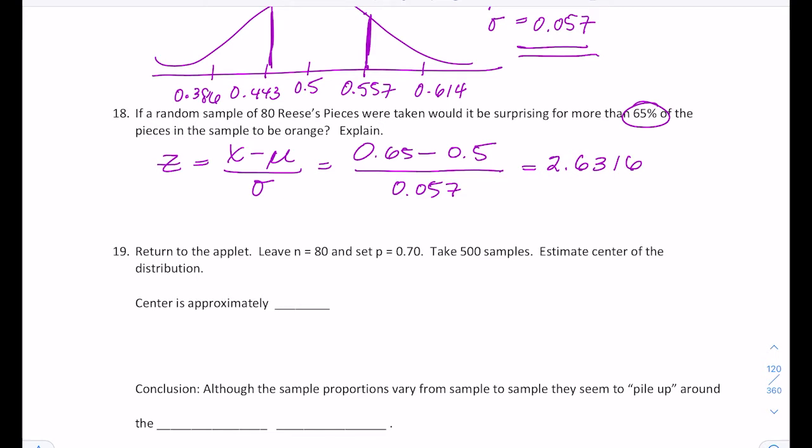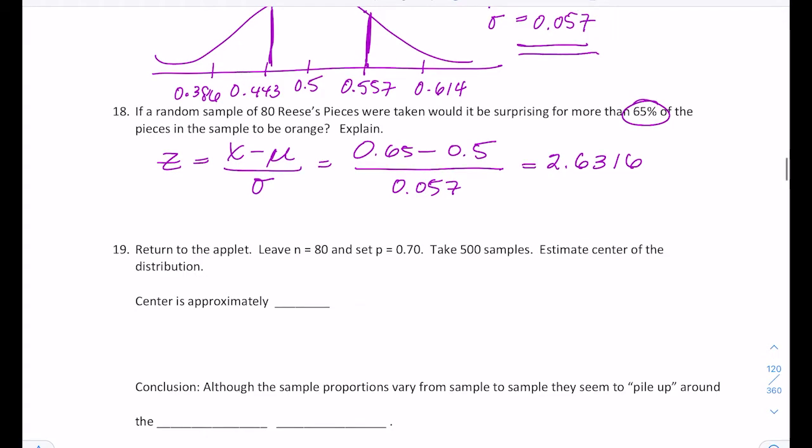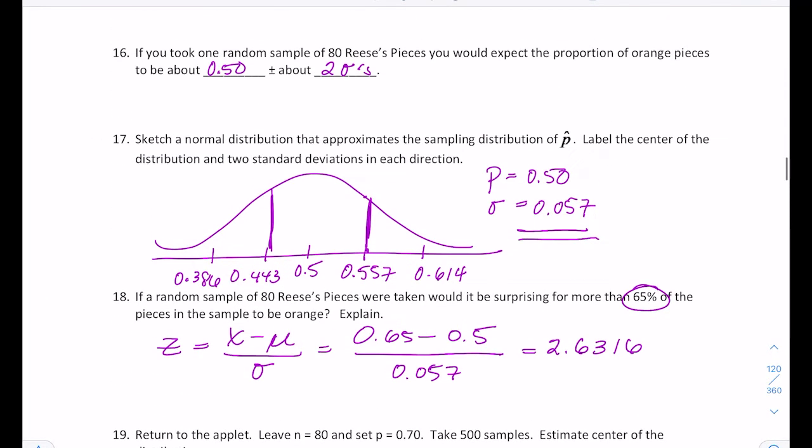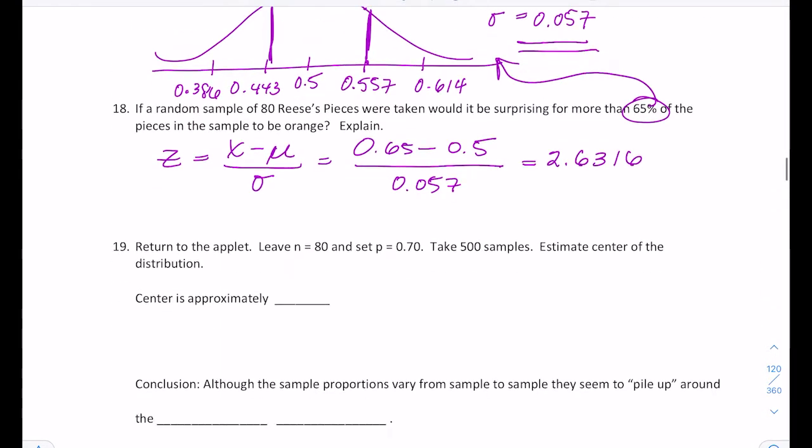So it would be surprising to find 65% of our pieces to be orange. And you can even see 65% is not even on our model. So that would be somewhere down there on the model. So yes, it would be surprising.